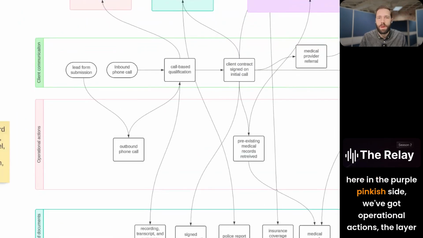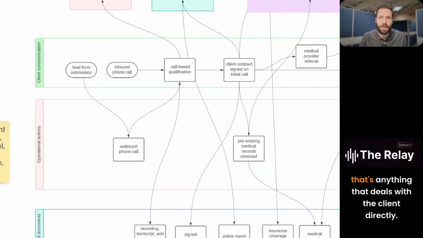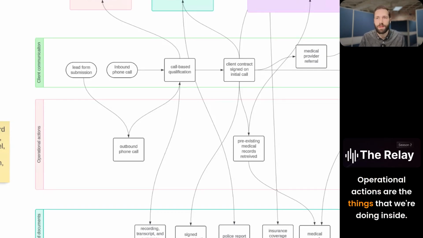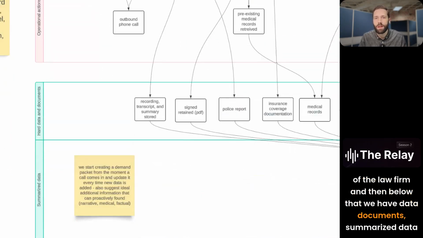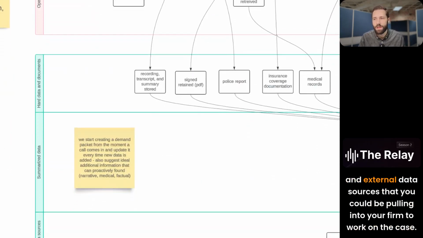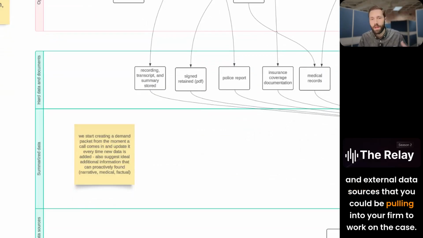Here in the purple, the pinkish side, we've got operational actions. The layer above that is client communication. That's anything that deals with the client directly. Operational actions are the things that we're doing inside of the law firm. And then below that, we have data, documents, summarized data, and external data sources that you could be pulling into your firm to work on the case.